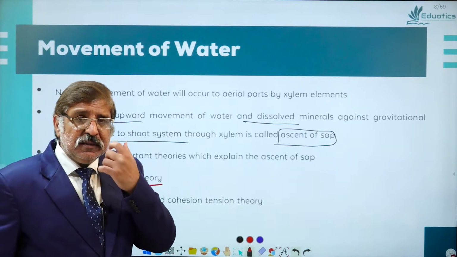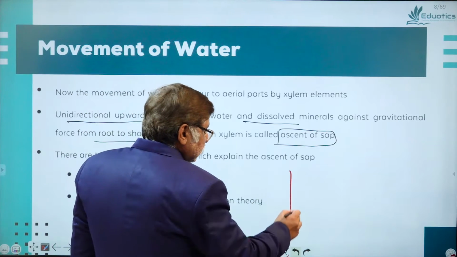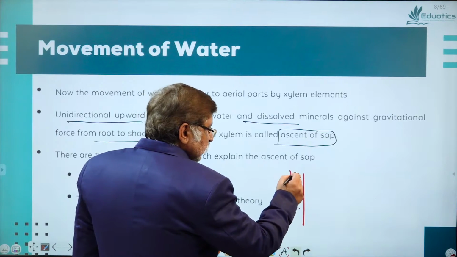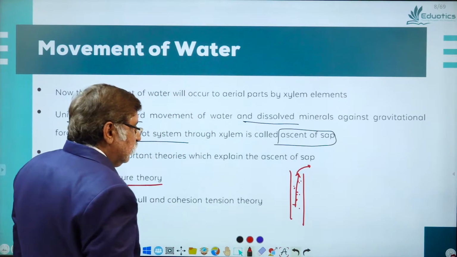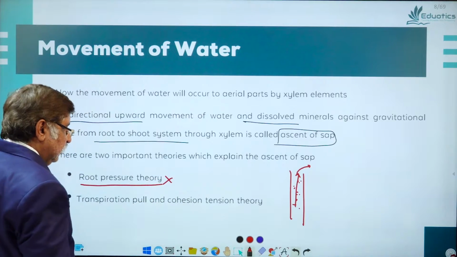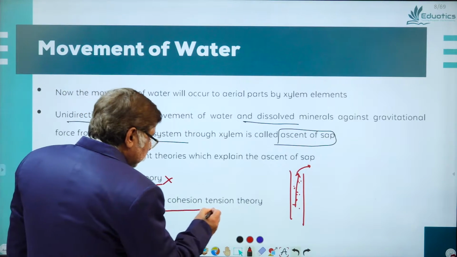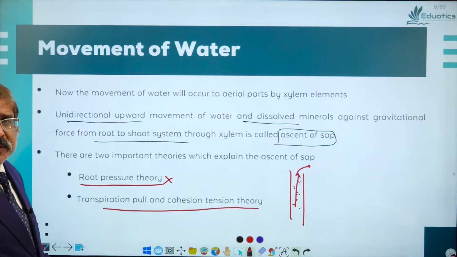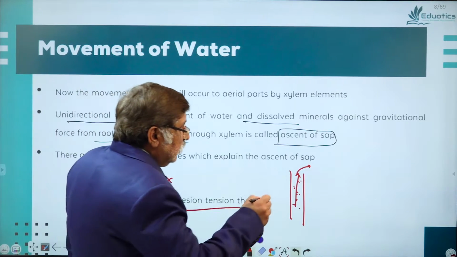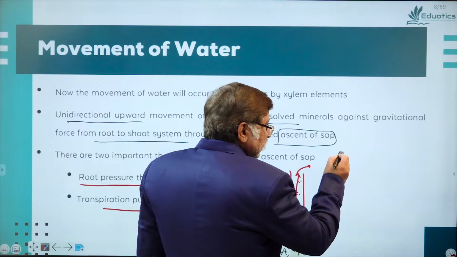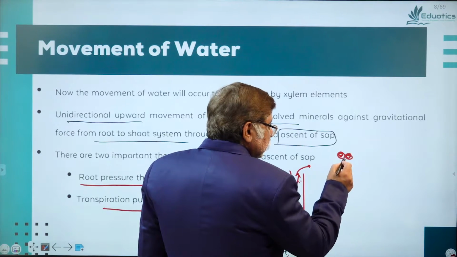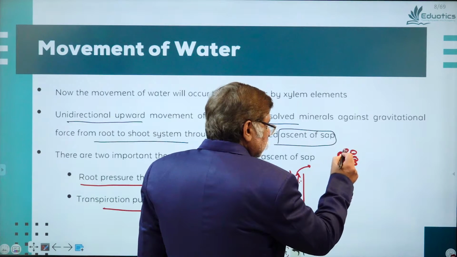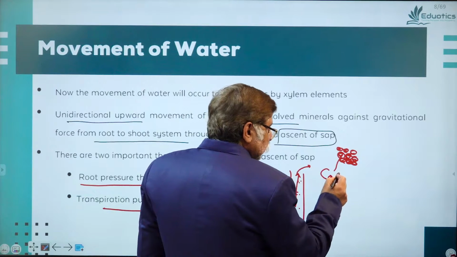One was root pressure theory. According to this theory, the pressure present inside the water column exerts an upward pressure which makes the water rise up. But this theory was not that relevant. The most important is transpiration pull or cohesion force theory. Now what is that cohesion force theory? In physics and chemistry you read that water molecules are attracted towards each other. This is cohesive force.